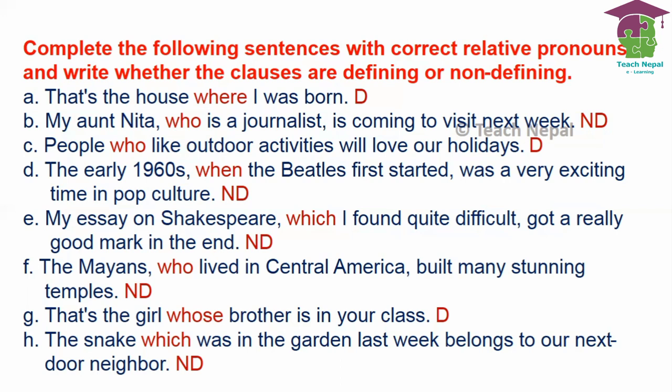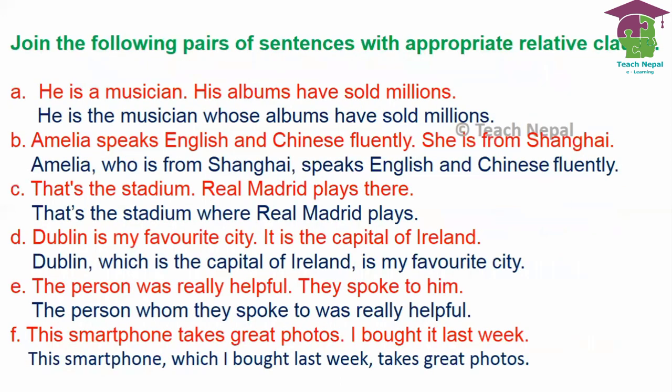So next exercise, you need to join these sentences with the relative pronouns, right? He's a musician, his albums have sold millions. He's the musician whose albums have sold millions, right? Whose we need to write because it's suitable to talk about someone's belongings or positions. Amelia speaks English and Chinese fluently. She's from Shanghai. Amelia, who is from Shanghai, speaks English and Chinese fluently.